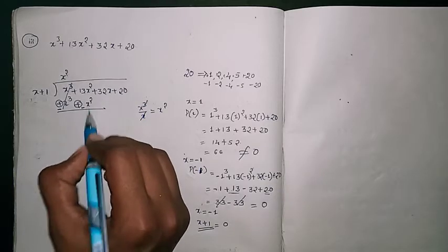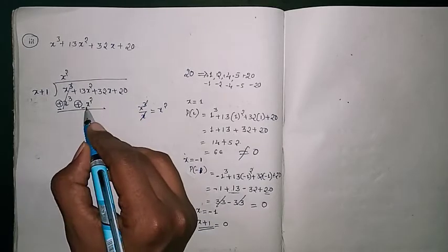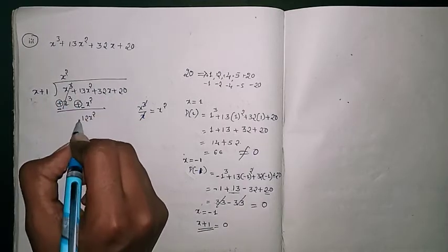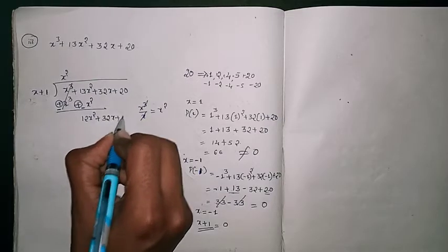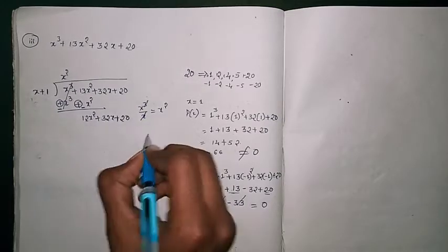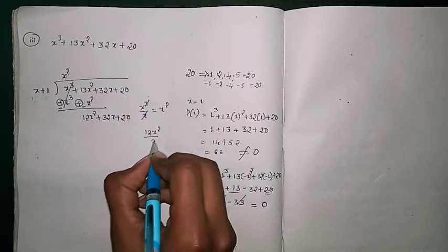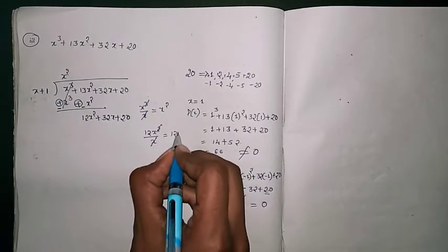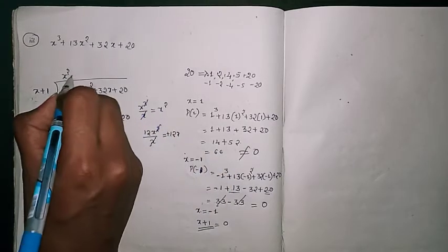As the variables are x square, we can subtract the coefficients. 13 minus 1 is 12x square. As the bigger number is positive, it is positive, plus 32x plus 20. So 12x square is divided by the term x. In x square, x gets cancelled, meaning the remaining is 12x. As it is positive, I am writing that one here.